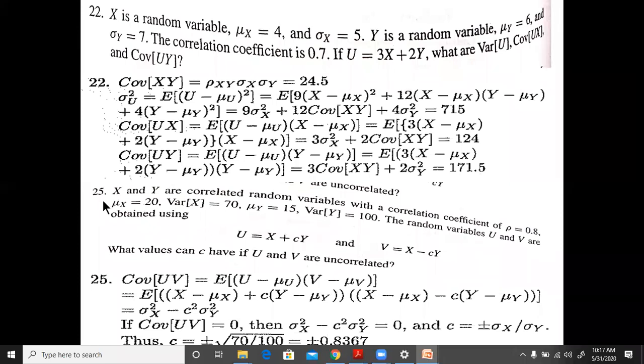Then the 25th: x and y are correlated random variables with a correlation coefficient rho equal to 0.8, mu x equal to 20, variance of x is 70, mu y is equal to 15, variance of y is 100. Then you can find the two different variables.